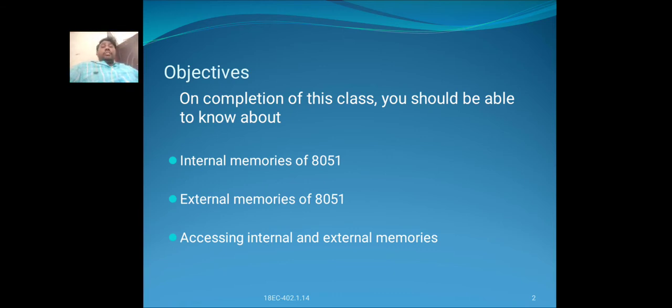The objectives: on the completion of this class you should be able to know about the internal memories of 8051, the external memories of 8051, and accessing the internal and external memories.